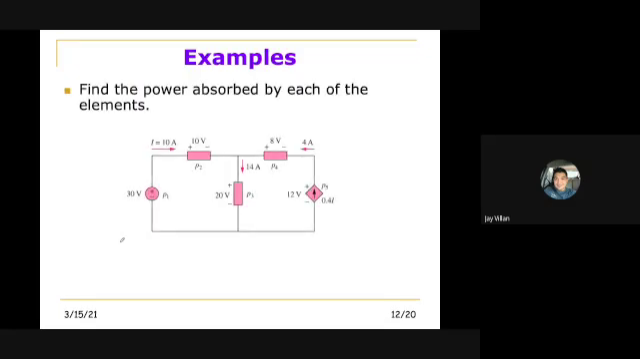Find the power absorbed by each of the elements. Okay? By each of the elements here. Ano sa mga elements dito? So we have 1, 2, 3, 4, and 5.